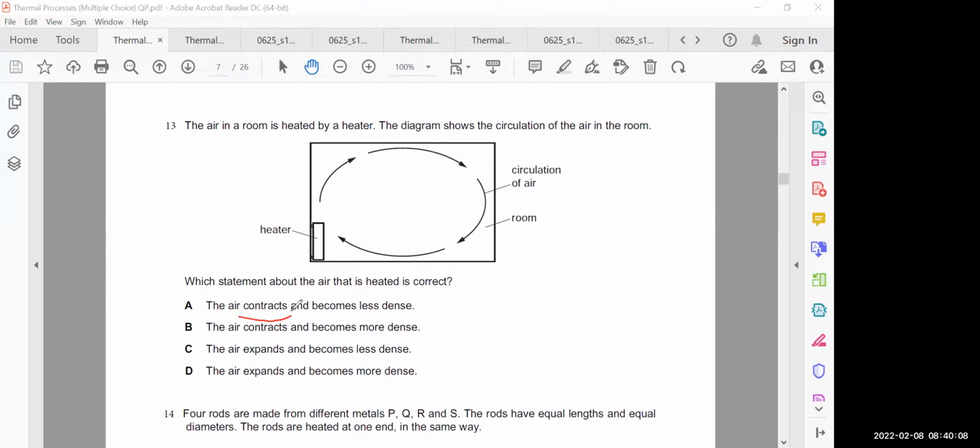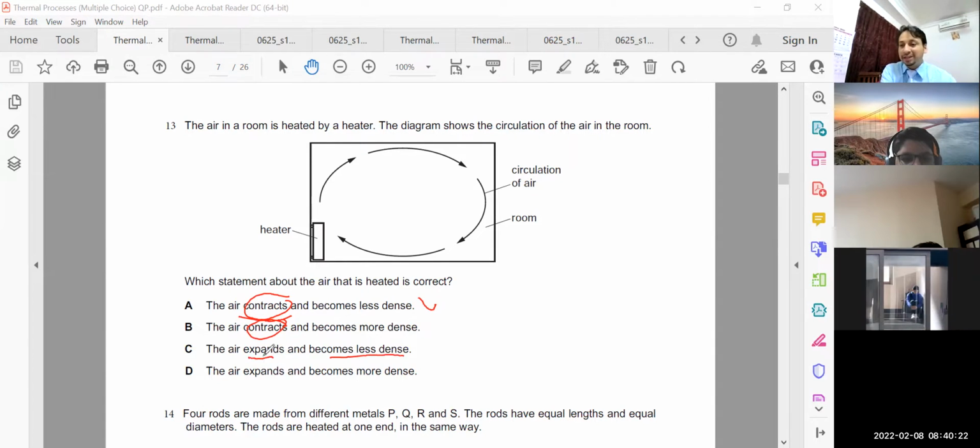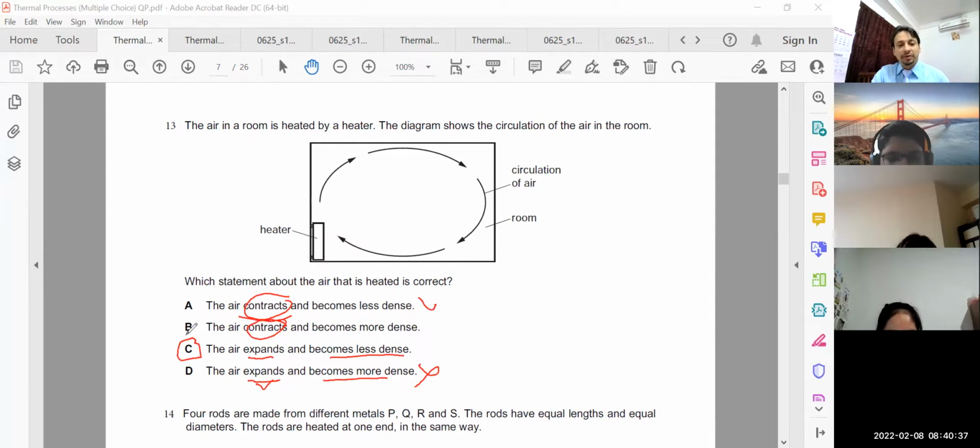Look at the convection process and how it is taking place. Air contracts? No. Air expands actually. In C and D, if you see, air expands, yes, and becomes less dense. Both are correct: air expands and its density decreases. What about option D? Air expands, this part is correct, but it becomes more dense, that part is wrong. So the right answer is C. Jenny said that the answer for question number 13 is C.